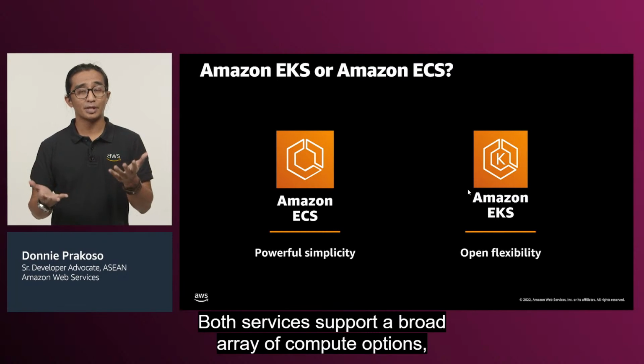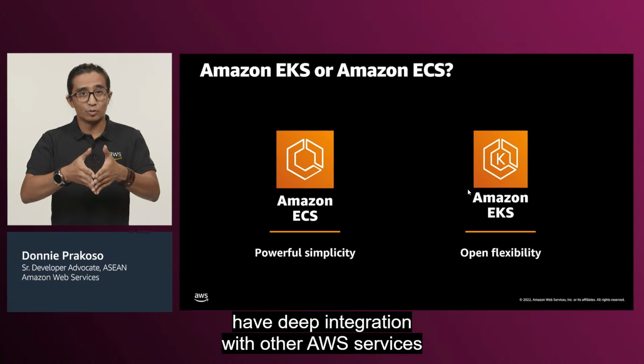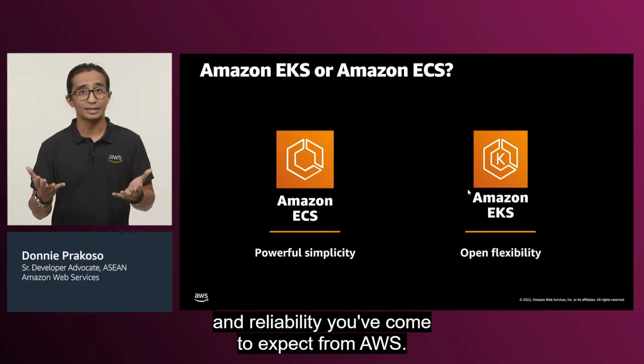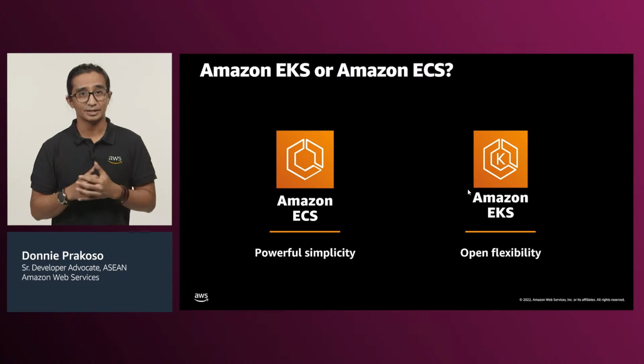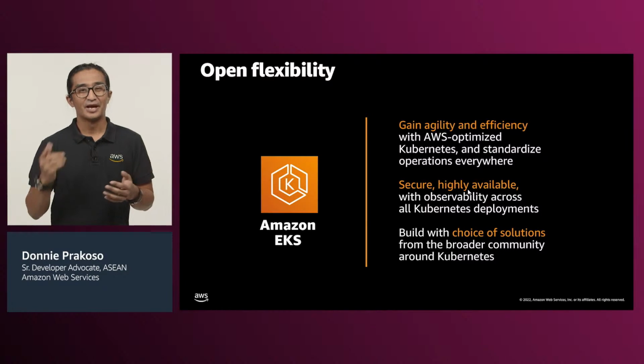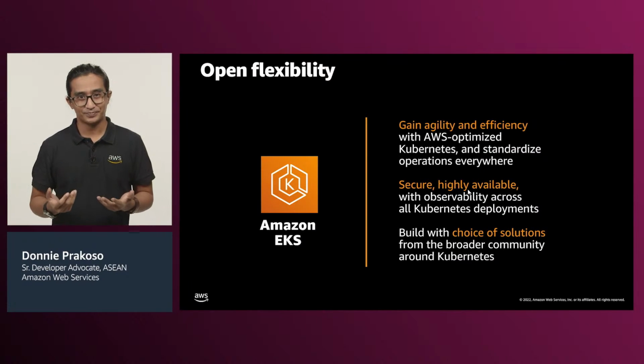Both services support a broad array of compute options, have deep integration with other AWS services, and provide the global scale and reliability you've come to expect from AWS. So then, how are they different? First, let's take a look at Amazon EKS.